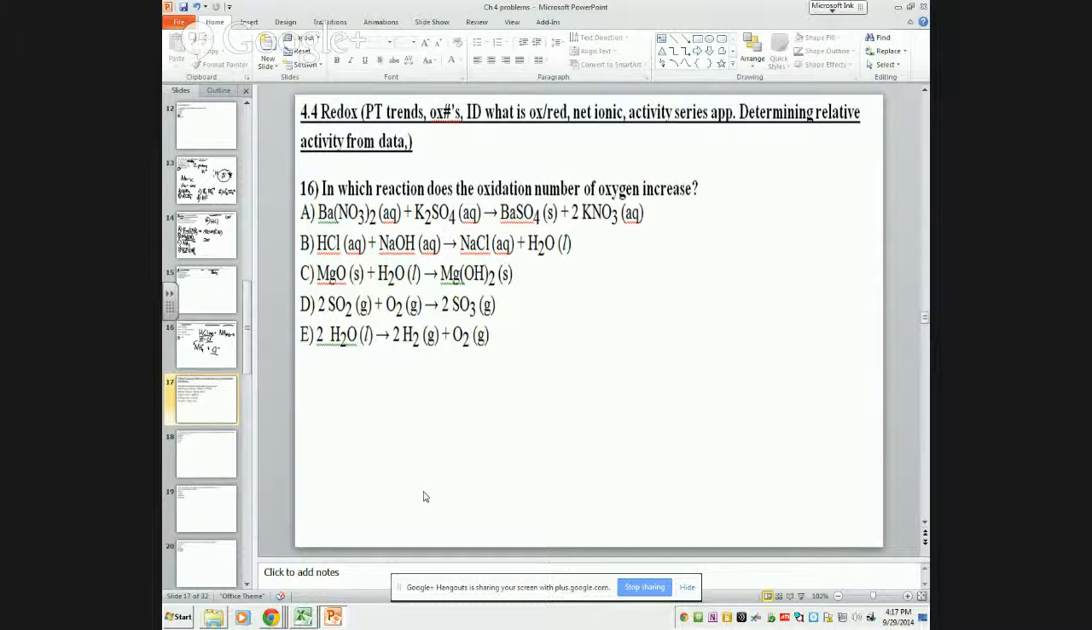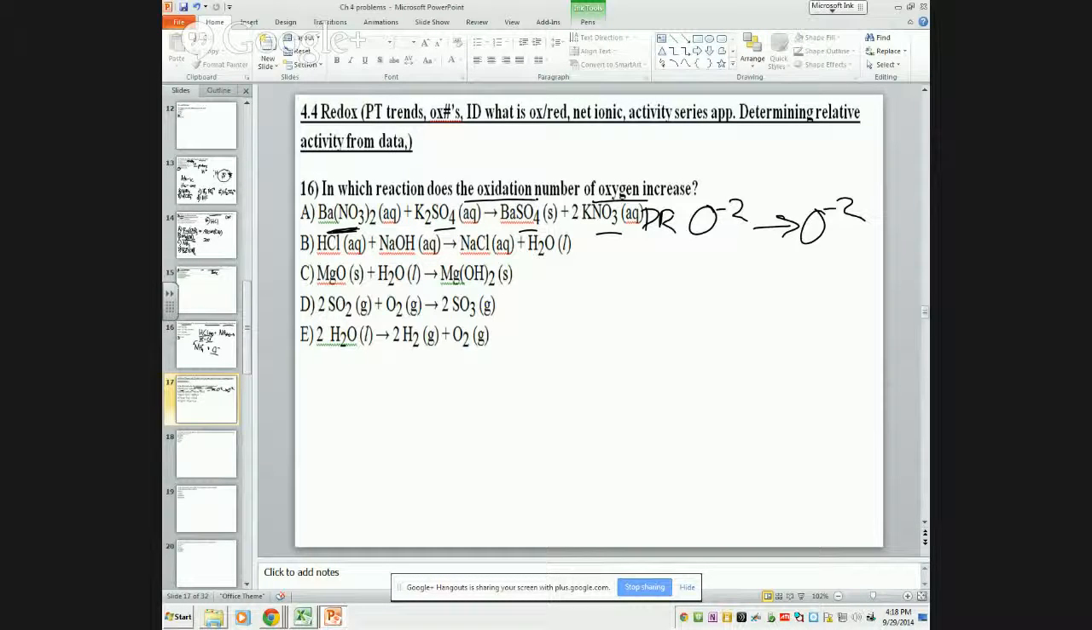All right, so first question, 16: in which reaction does the oxidation number of oxygen increase? So you're looking at specifically oxygen. If oxygen's in a compound, it's going to have its -2 state, right? So it starts as -2, and it's still in the compound, so it's -2. In fact, this is just a double replacement reaction. It's not a redox reaction.